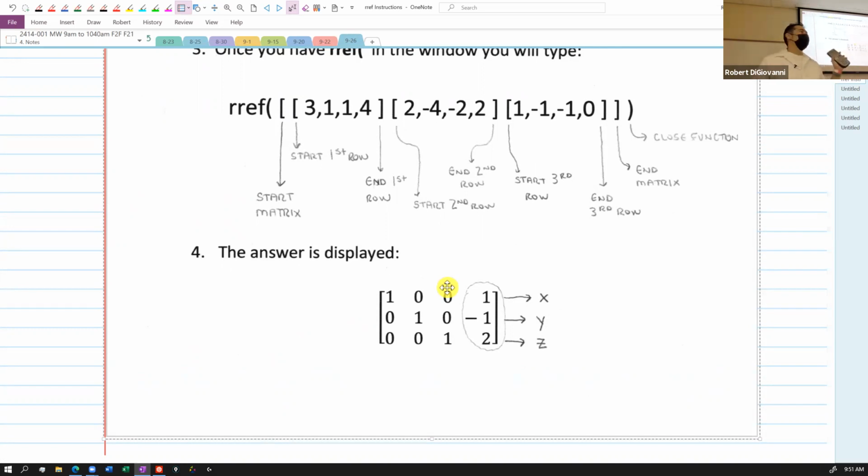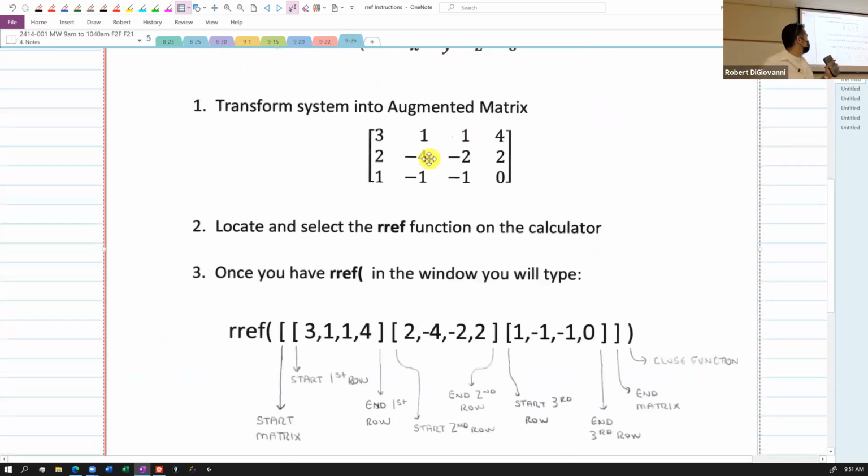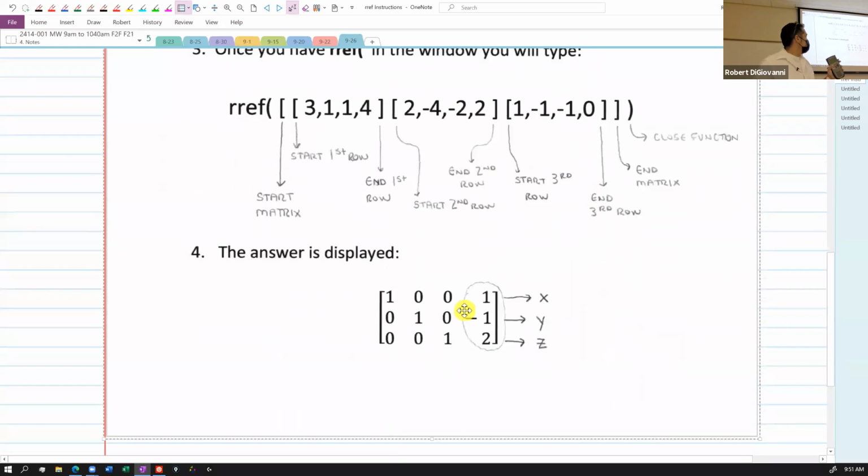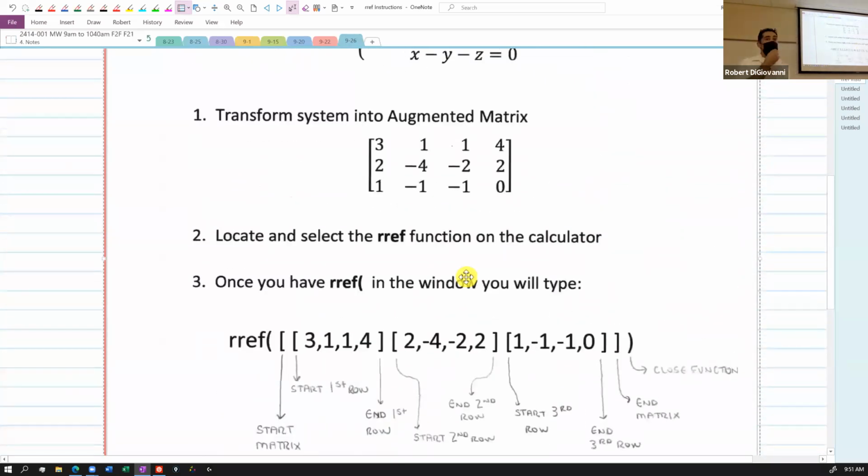So how do you type this into your calculator? How do you make your calculator know you're talking about this and spit this out? Okay, here's how we do it. Everybody has to locate the RREF function on their calculator. Now this is in different menus depending on your calculator. For me, I have a math menu, and there's also a matrix menu. Actually, I've forgotten how to get to it on here.